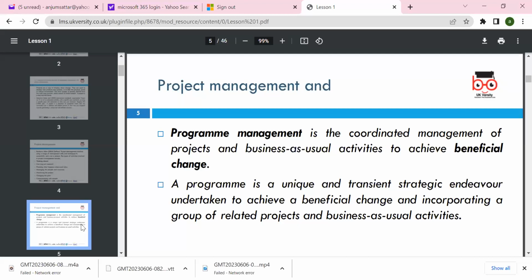Okay, so project management is the coordinated management of business as usual activities to achieve the beneficial change, and the program is quite unique, transitioning the strategic end into achieving the beneficial change. So whatever we do, we need to carry on changing, carry on improving things. That can be a project in our organization as well. Maybe at the moment we have a staff retention problem, and we can do research as a project and explore the reasons behind why staff are not really retained in our organization. They are changing jobs, and it costs us as an organization.